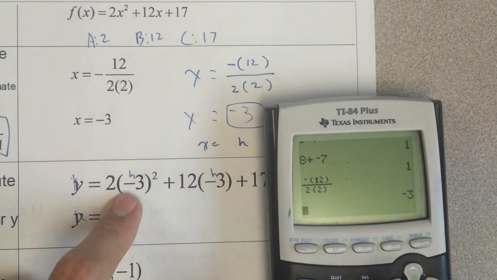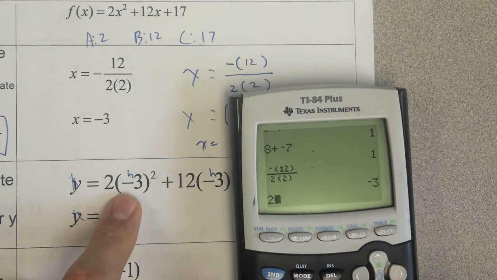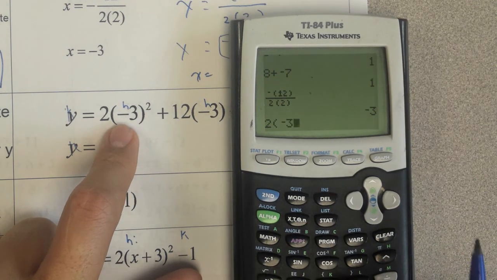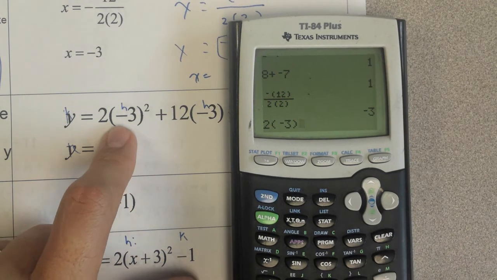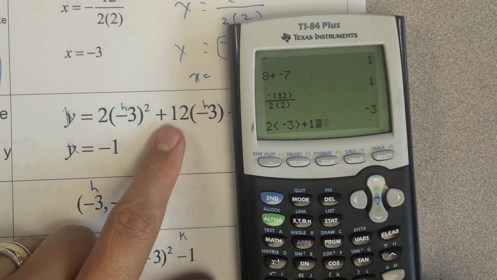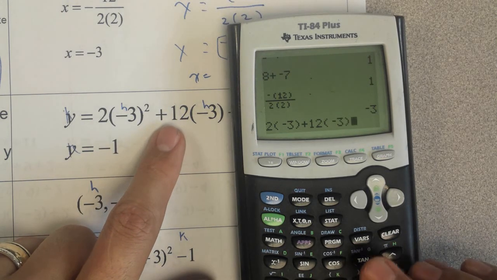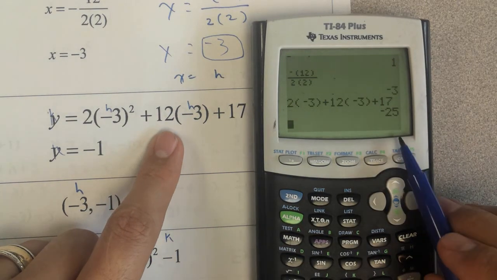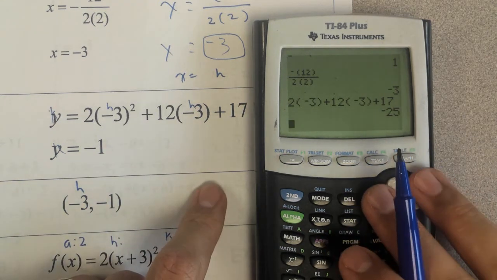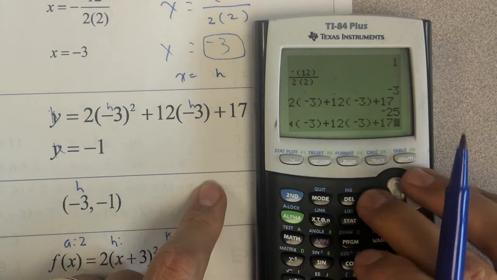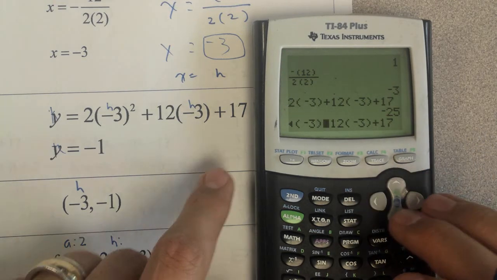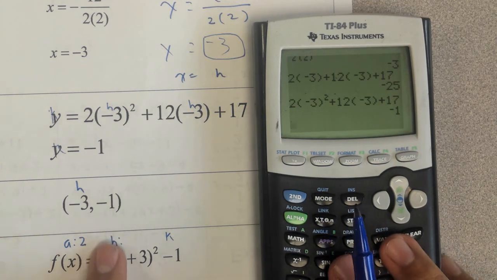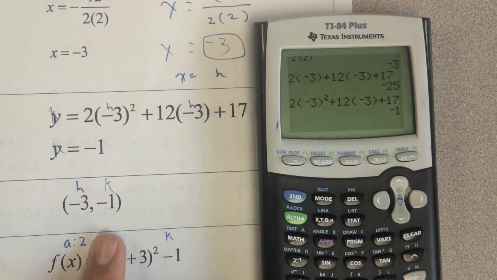And I can plug that in the calculator, just like I did here. Please do as much in the calculator as you can. 2, and I do my -3. When I do negatives, make sure we use the white negative at the bottom of the calculator. Plus 12 times -3, and then plus 17, and I hit enter. Oh, I didn't square it. You're right. Okay, copy and paste. Go over here. Second insert, and there's my square. There's my -1. Thank you for helping me there. And that is my k value.